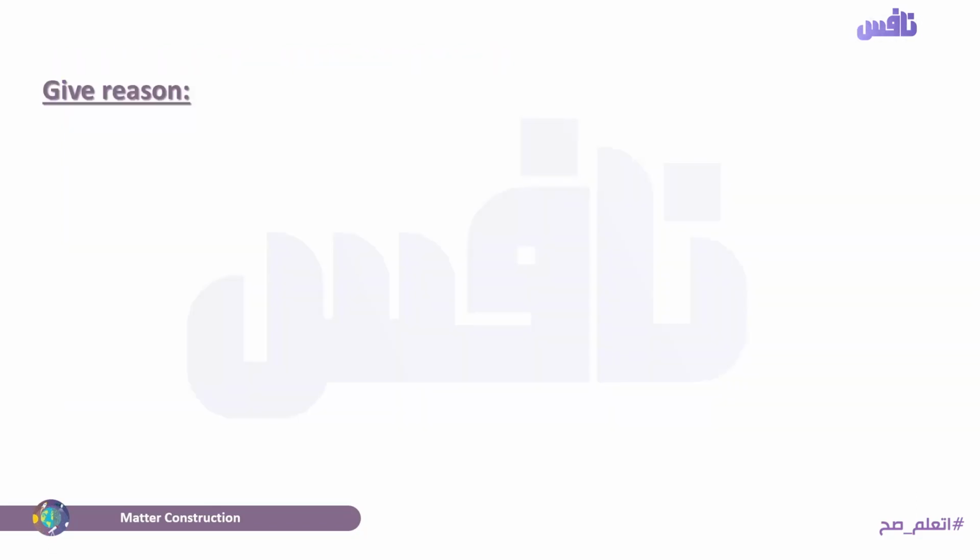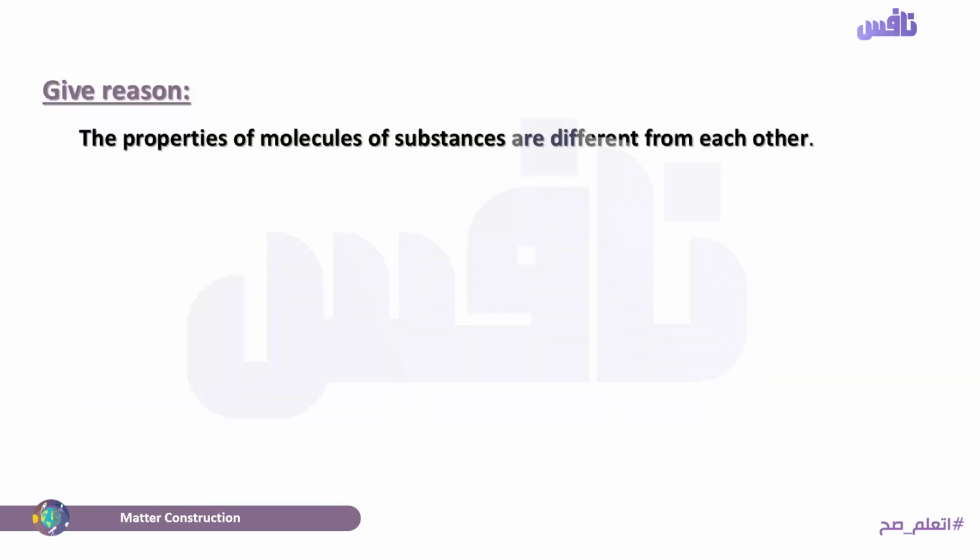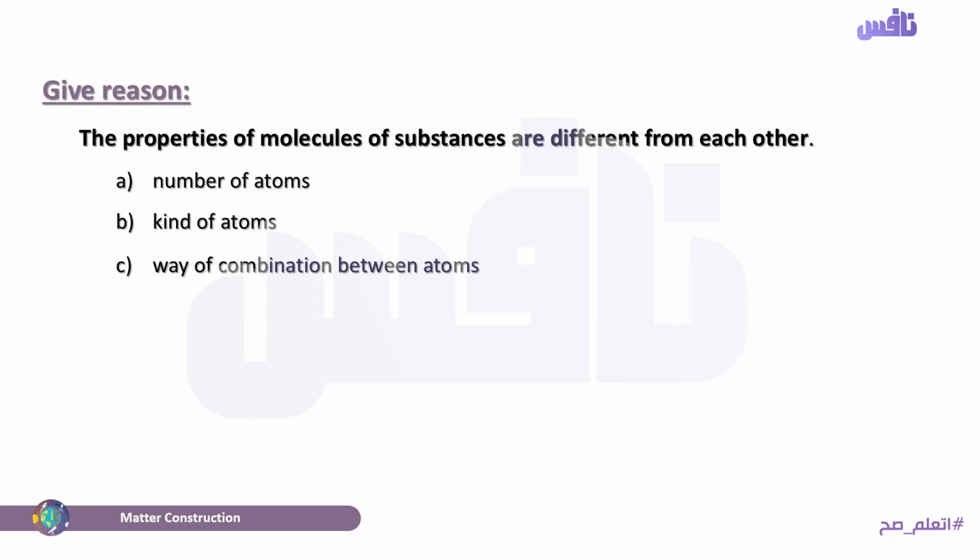Now I have a question. The properties of molecules of substances are different from each other. Why are they different? Number one, there's a difference in the number of atoms. Number two, the kind of atoms. Number three, the way of combination between the atoms.